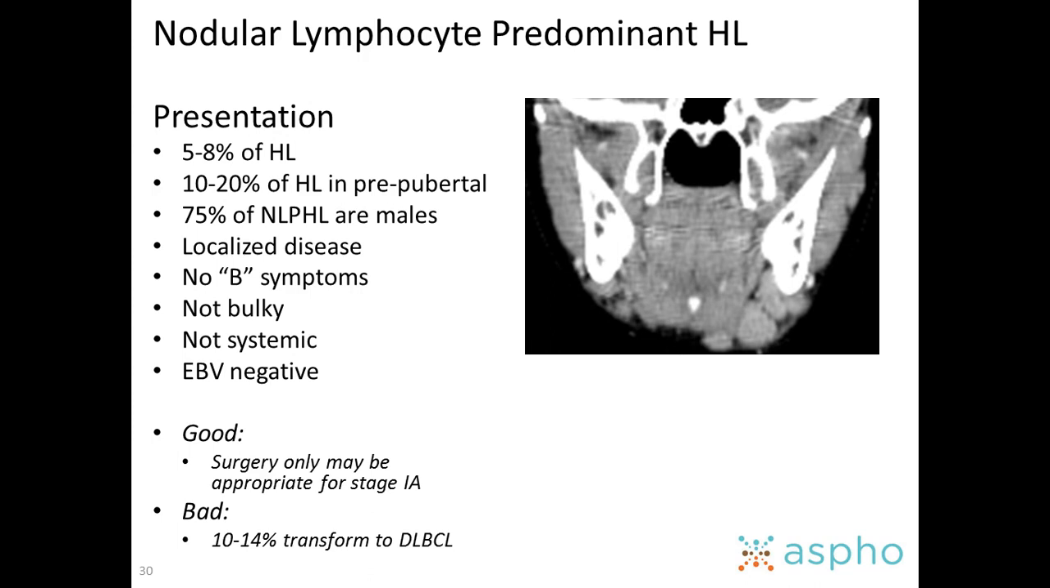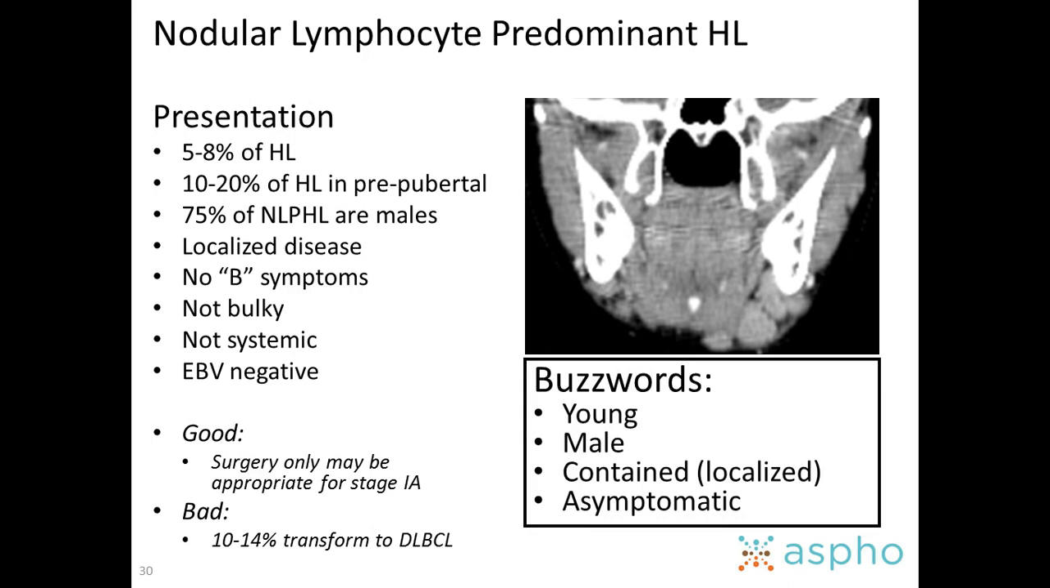The bad news is that a small proportion of them transform into diffuse large B-cell lymphoma. So the buzzwords for this are young, male, contained, and asymptomatic.